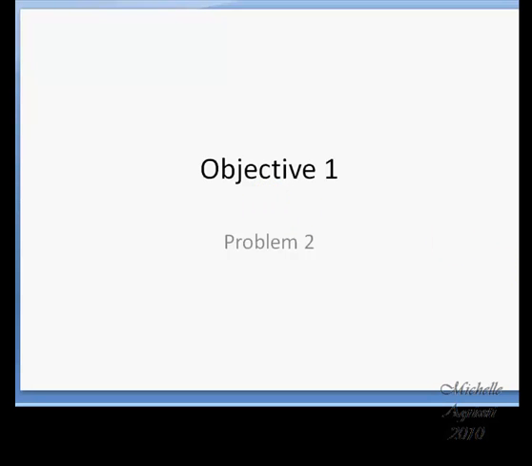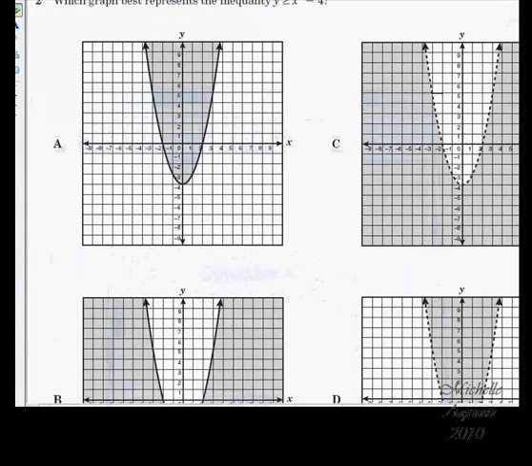This is the second problem from Objective 1. Which graph best represents the inequality y is greater than or equal to x squared minus 4?